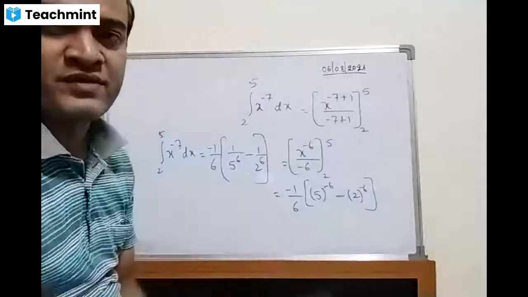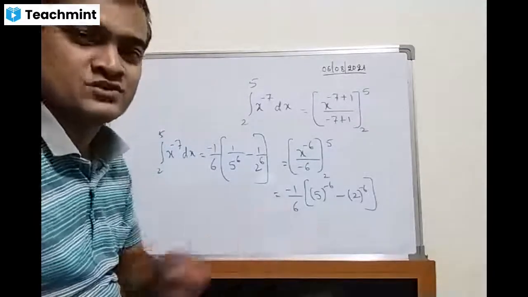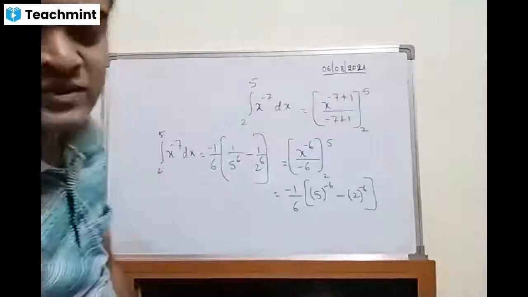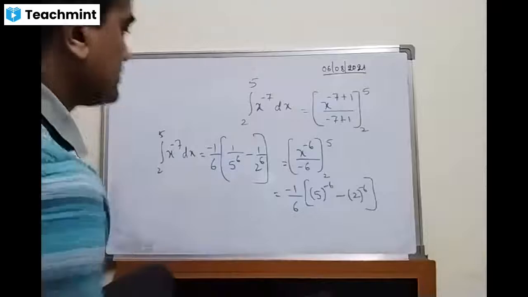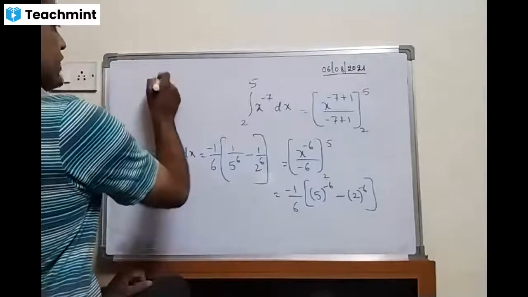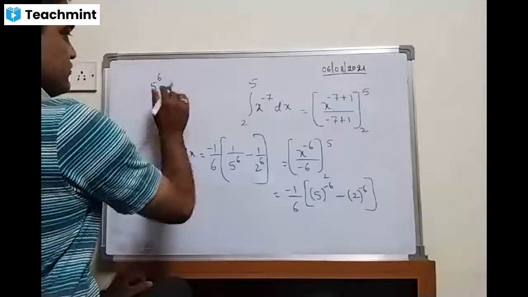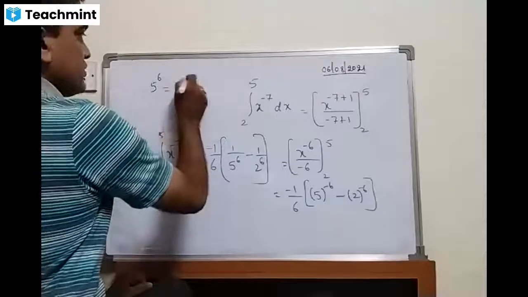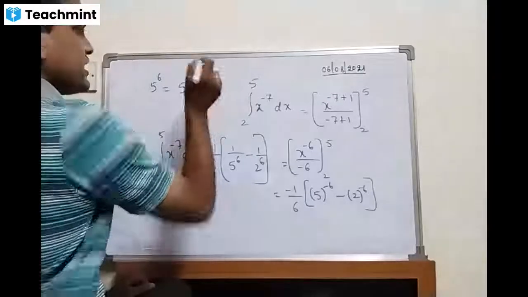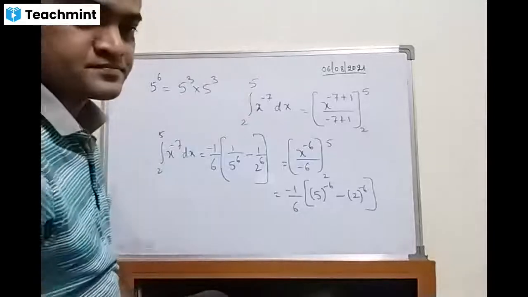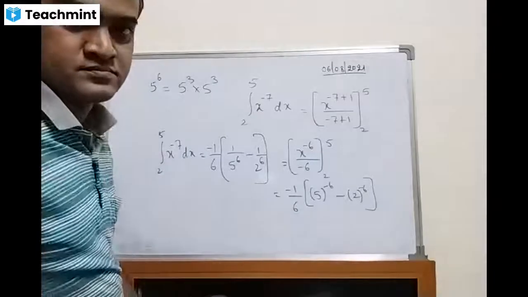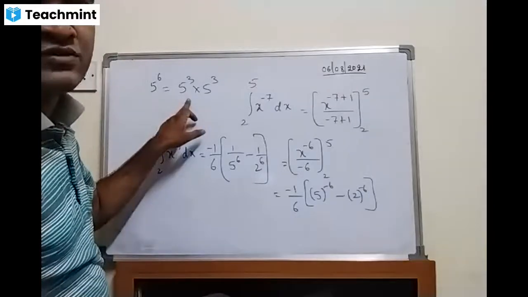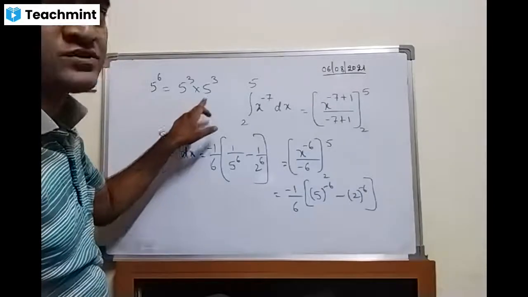On further simplification, whatever result you get should be the answer. Calculate 5 to the power 6. 5 to the power 6 can be written as 5 to the power 3 into 5 to the power 3. Is it not?